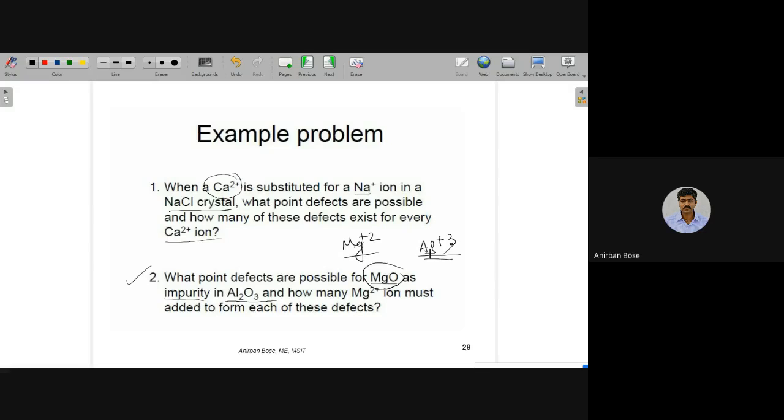And to match it, it is clear that if you take two such defects, two aluminium 3 plus, that will balance to 3 of that. So in that case, the one difference will be created. So in that way, you can find out how many magnesium 2 plus ions must be added to form each of these defects. These are the kind of problems that are expected. So if your basic concept is clear, then you definitely will be able to answer.